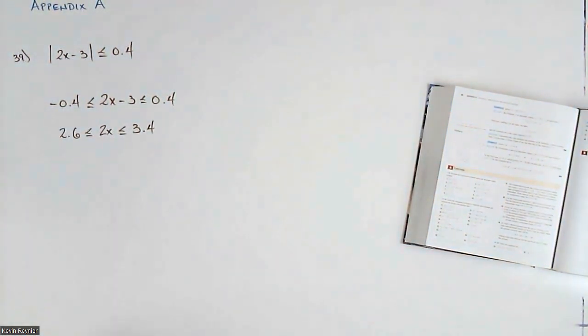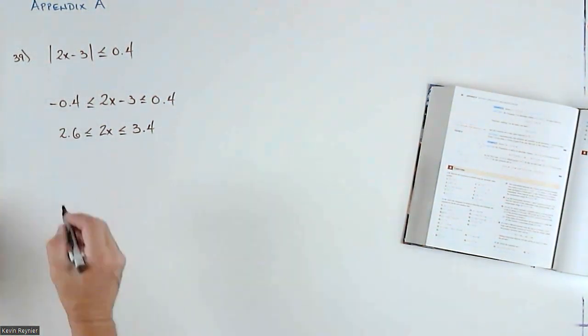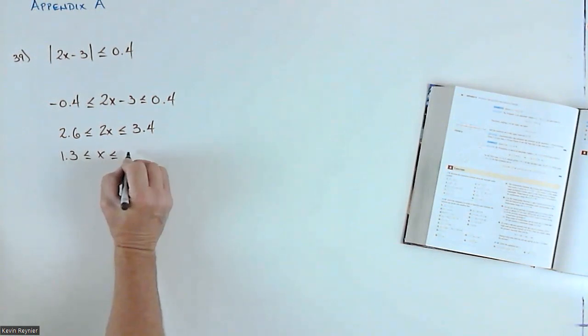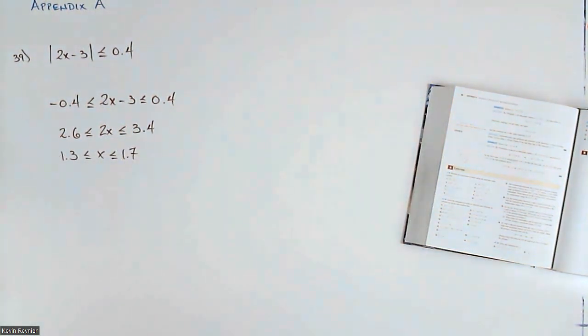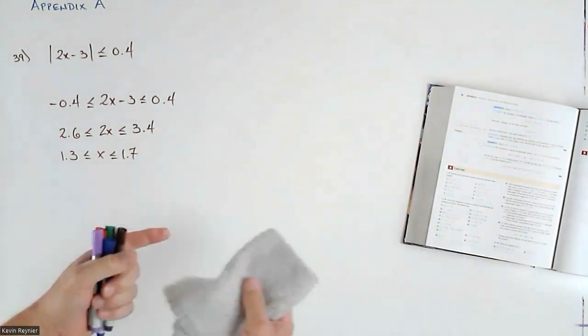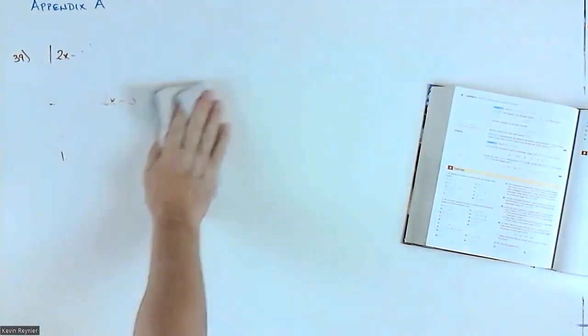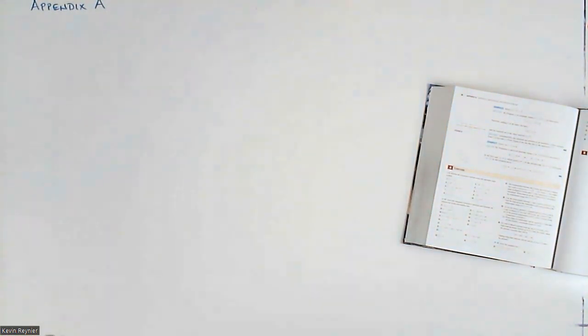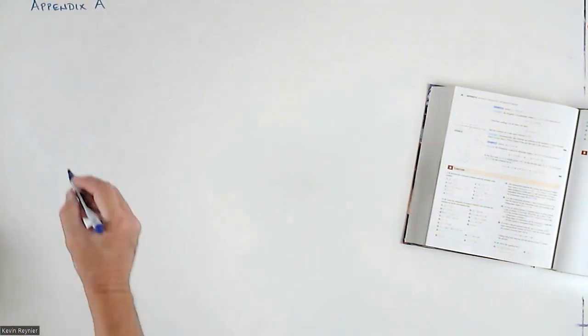And now you divide everybody by 2 and you get 1.3 is less than or equal to x is less than or equal to 1.7. Same idea, right? Same exact idea. What about number 31? They're messing with us on number 31 because they give us 2 absolute values.